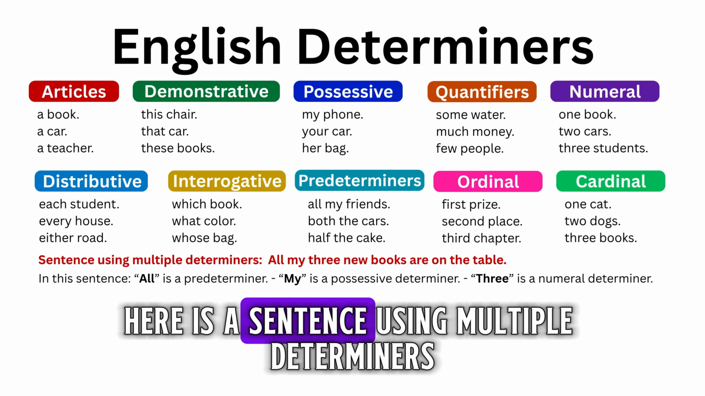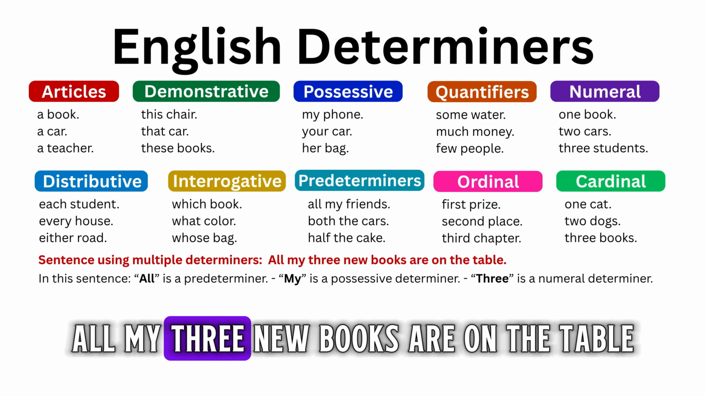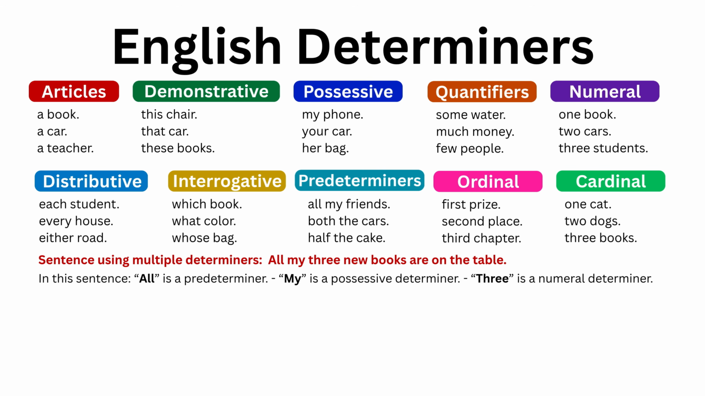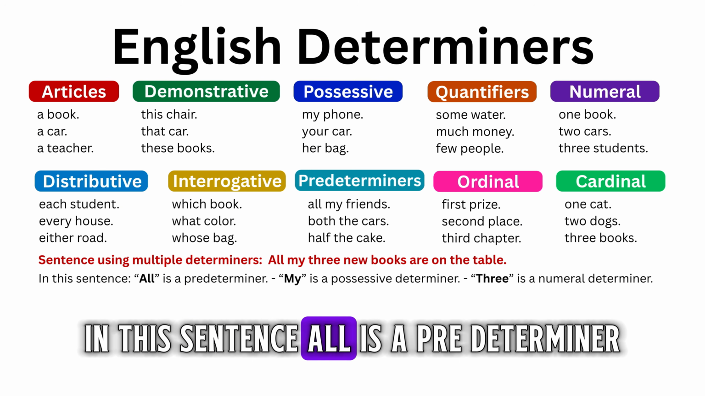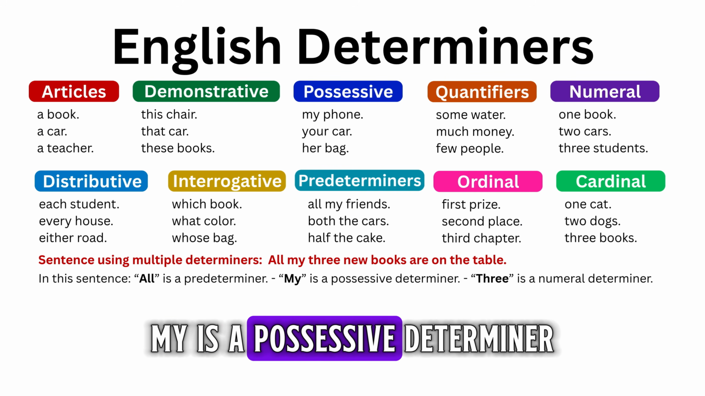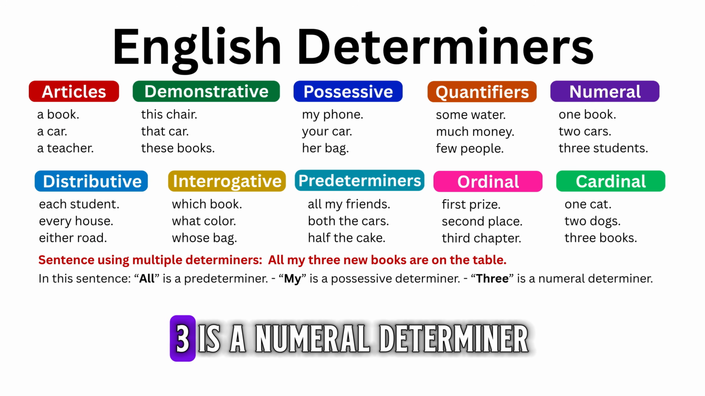Here is a sentence using multiple determiners. All my 3 new books are on the table. In this sentence, all is a predeterminer. My is a possessive determiner. 3 is a numeral determiner.